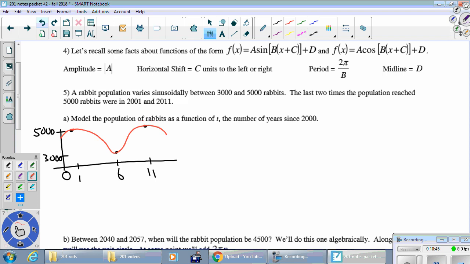Okay, so our goal is to find an equation for that red curve. We're either going to use sine or cosine. It doesn't matter. There are right answers for both sine and cosine. Okay, so let's see if we can figure out first the midline.